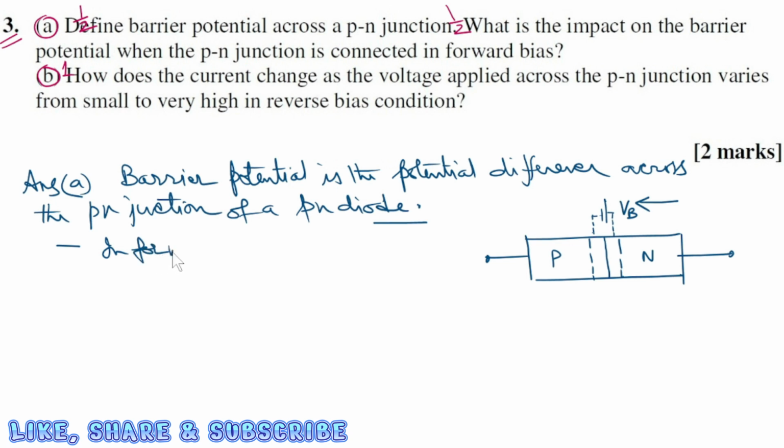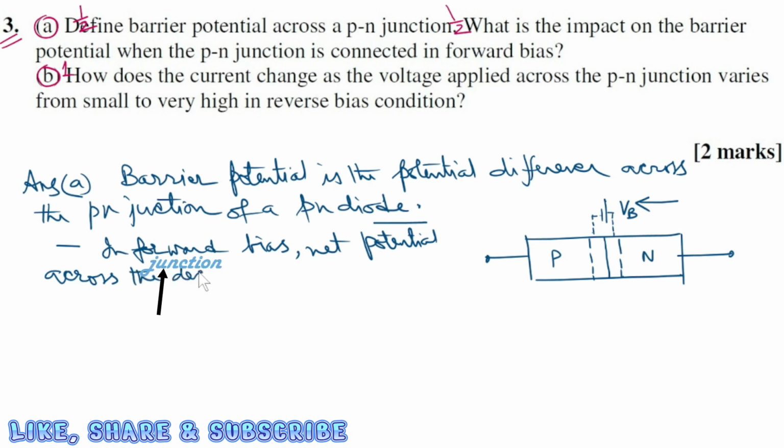In forward bias, the net potential across the junction decreases in forward bias. Quick explanation. Here is the PN diode.